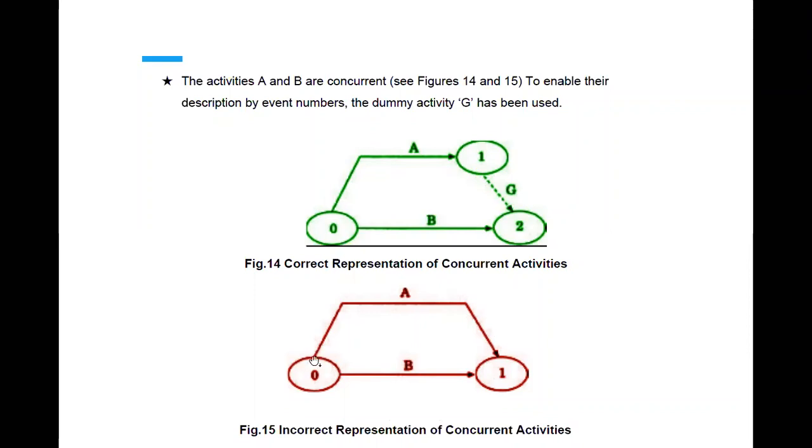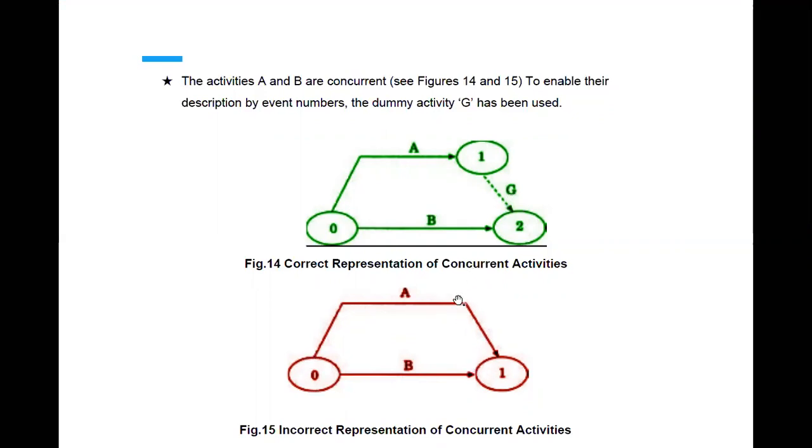You should not use this representation when the activities are concurrent, when they are going to start in the same phase at the same time. As I told you, these dummy activities are those which have some importance in representing the network diagram in a logical manner. Like this, you can't do it.